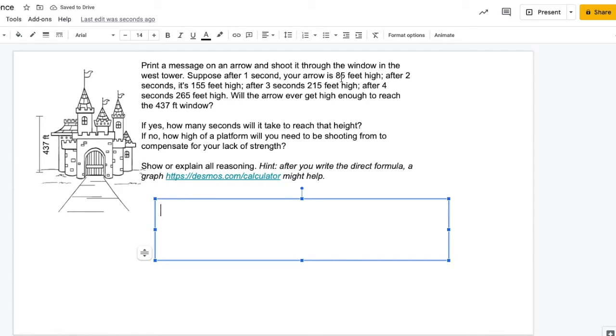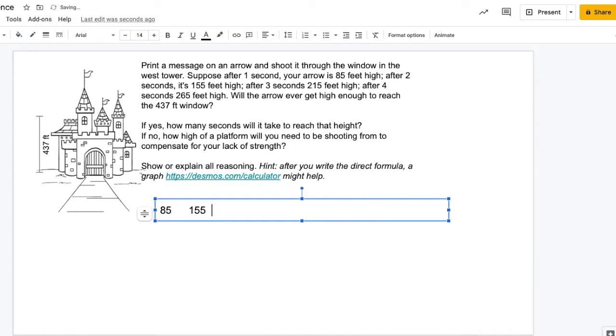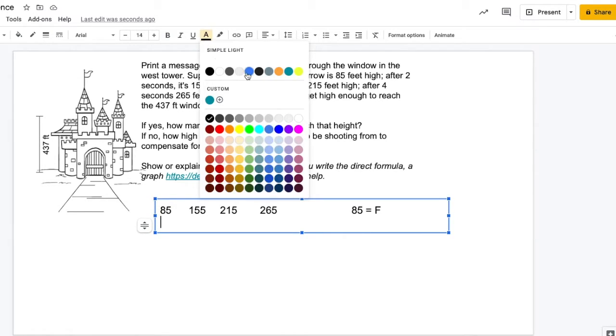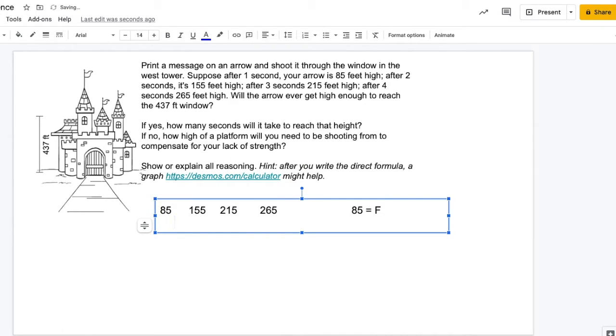So here's our sequence: 85, 155, 215. That's our sequence. From that, we can pull our first term is 85, so F in our formulation. All right, we're going to find the differences of these things. 155 minus 85 is 70, 215 minus 155 is 60, 265 minus 215 is 50. All right, we're counting down by tens.